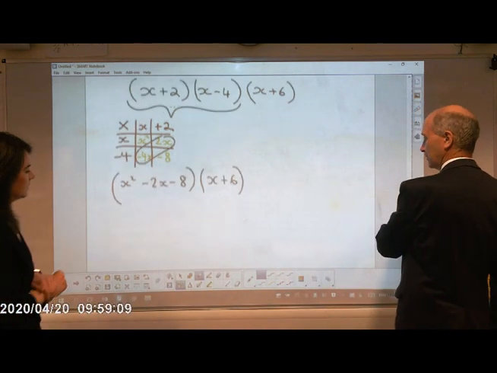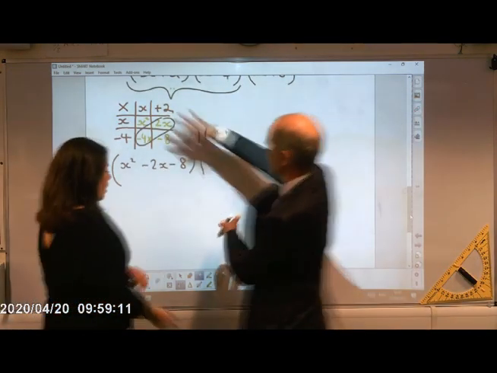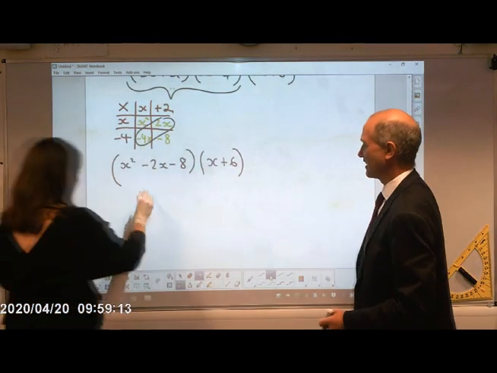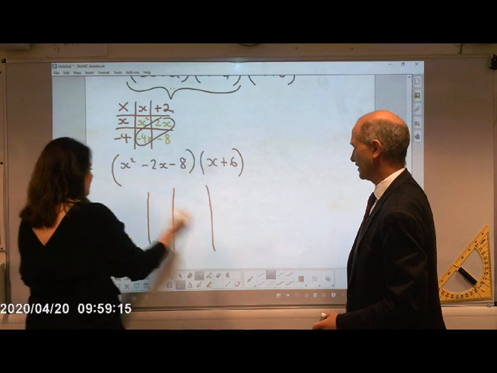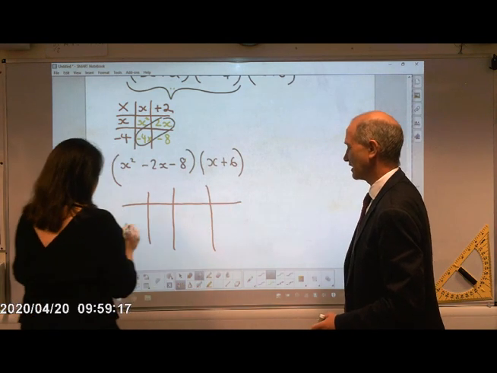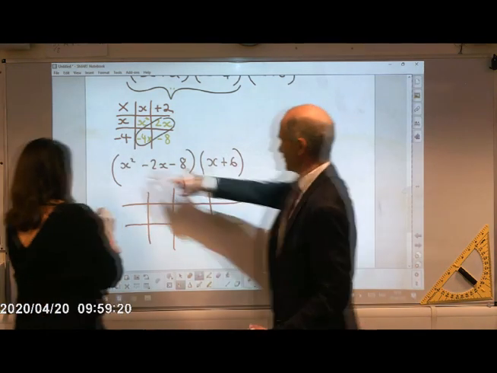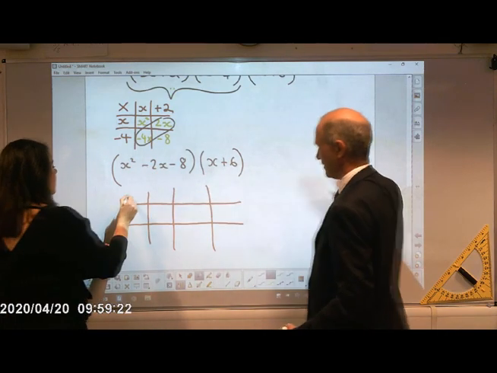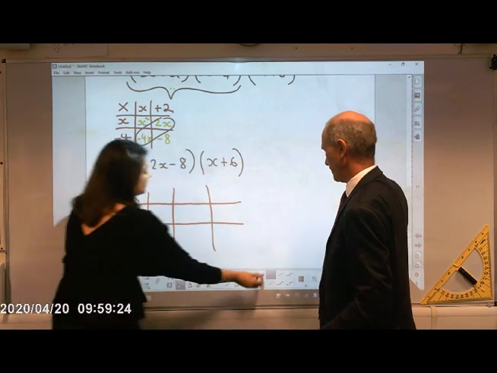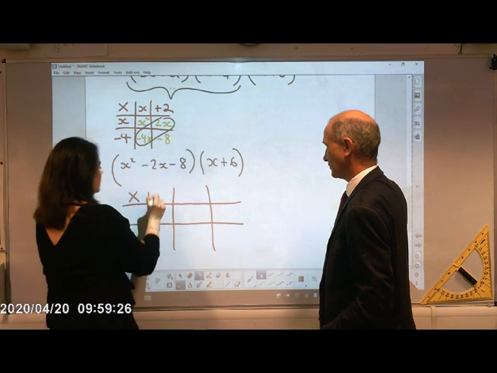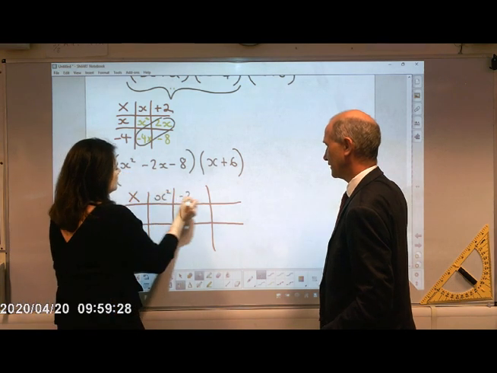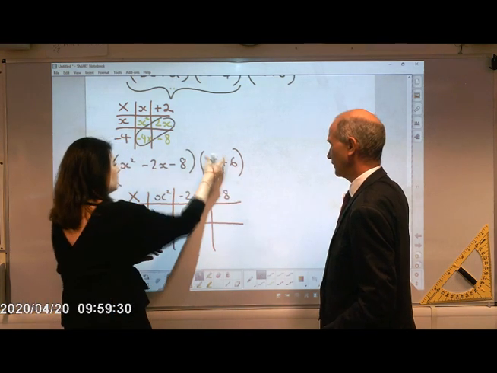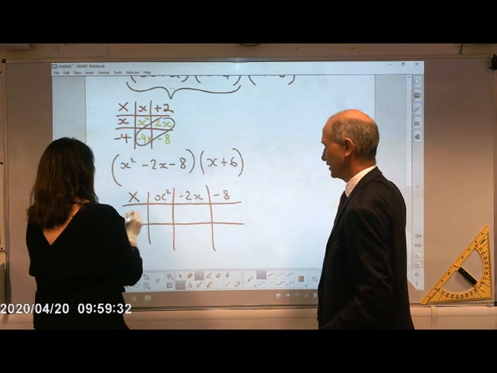So, are you going to do a triple grid? Yes. Mr. Cason, that is how exciting this is. So you draw a grid that is big enough, slightly bigger, made one column longer to accommodate this top one. Put your times in. We've got x squared minus 2x minus 8 being multiplied by the final bracket, which is the x and the plus 6.